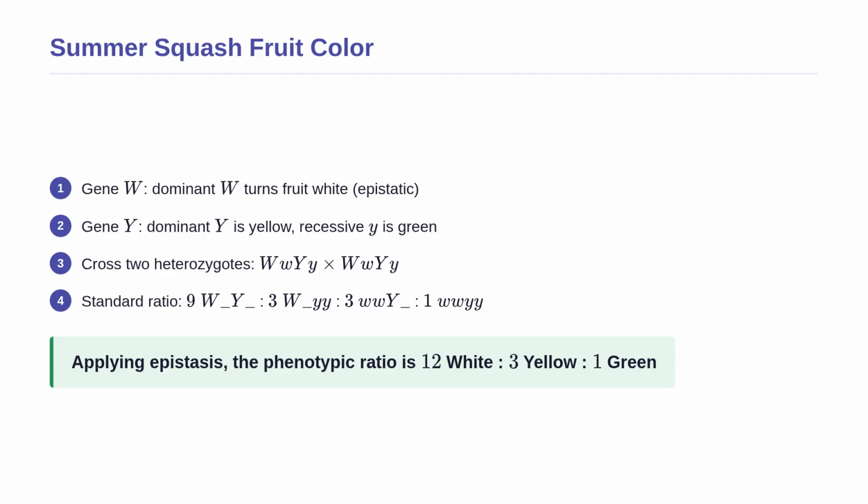Let us apply this new ratio to a concrete biological example using summer squash. Fruit color here is controlled by 2 genes. Gene W is a dominant epistatic gene that turns the fruit white. The second gene, gene Y, determines color, where dominant is yellow and recessive is green. We cross 2 heterozygous white squashes and want to find the expected phenotypic ratio. We start with the standard dihybrid cross. This time, the presence of even a single dominant W allele will mask the Y gene entirely, making the squash white regardless of the other alleles.